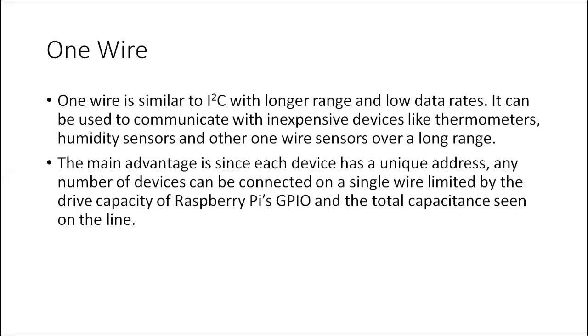I2C is also a serial communication protocol. In I2C, you have a master device and a slave device. The master device will initiate the transaction. And even in I2C, you have a unique address to identify the device.